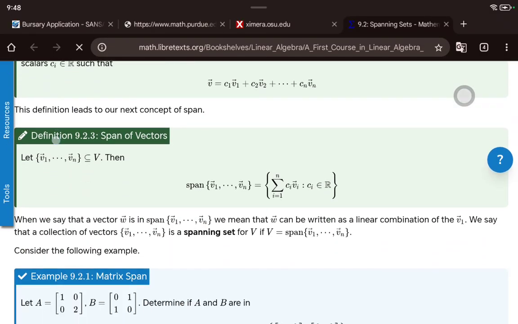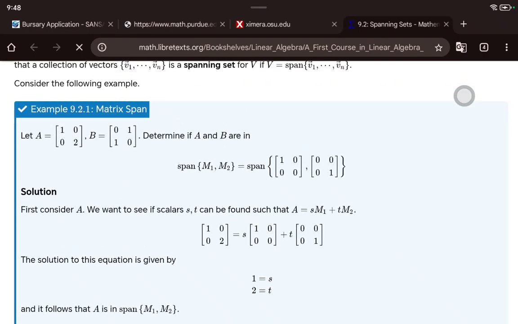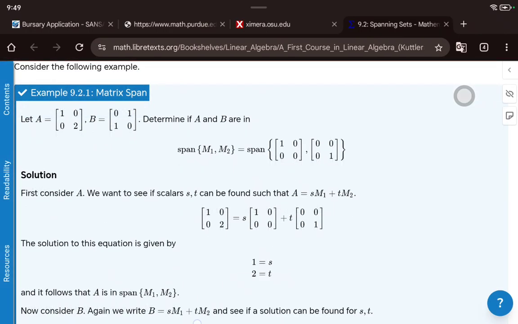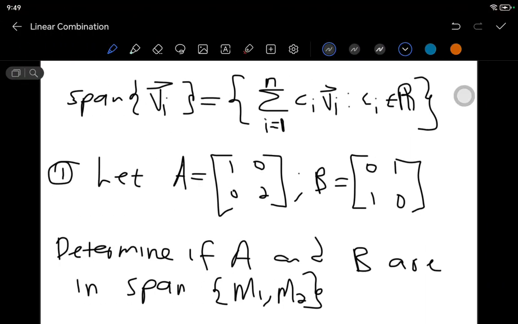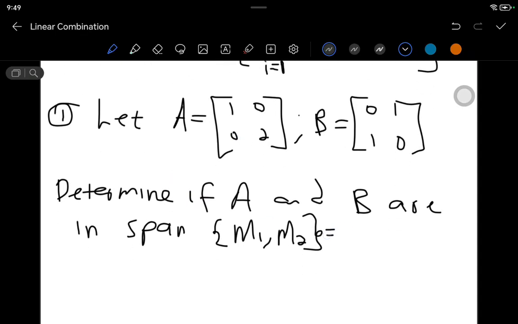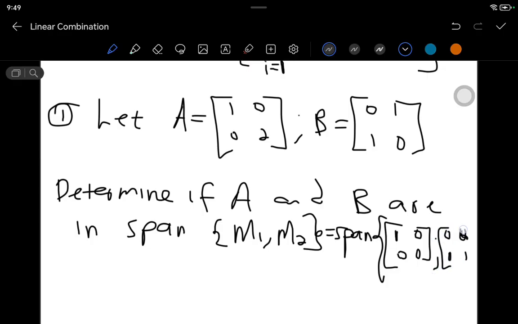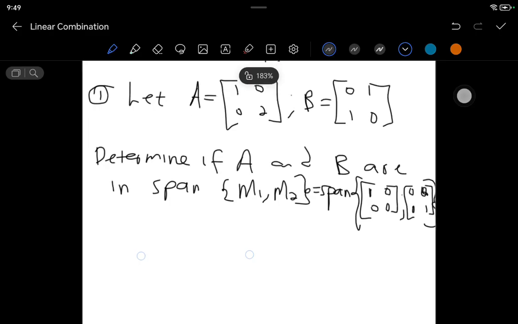I think the question is somewhere here. Yeah, they say let A and B be this, and we determine if A and B are in the span of this. It's 1, 0, 0, 0 and 0, 0, 0, 1, or something like this. They say we should determine if this is the case.